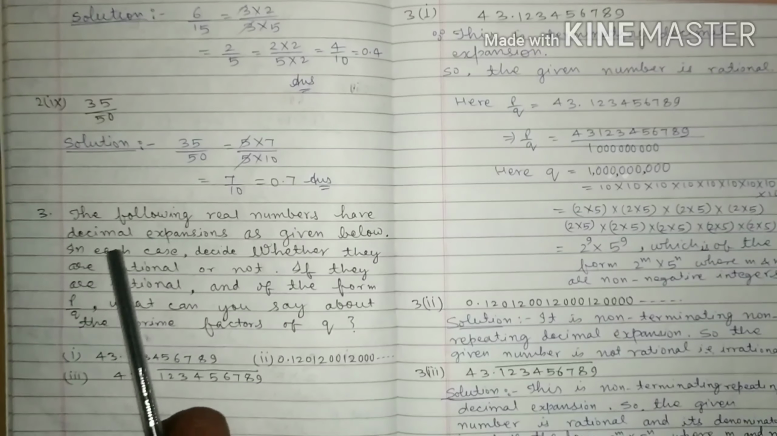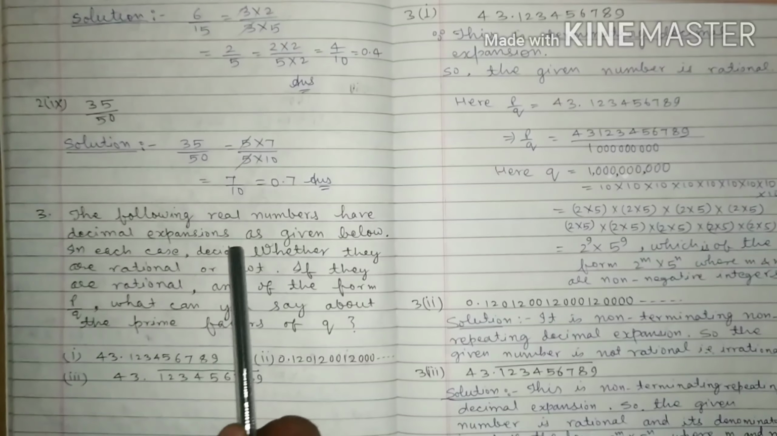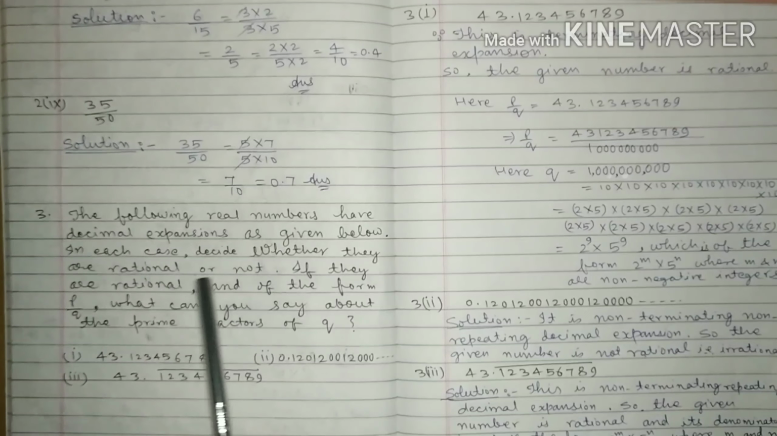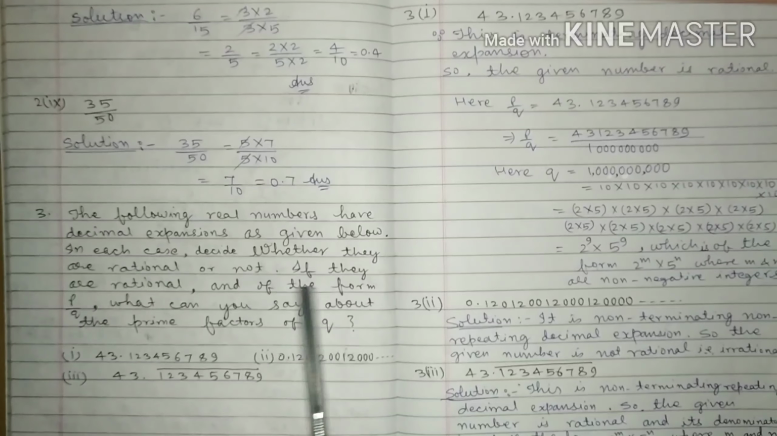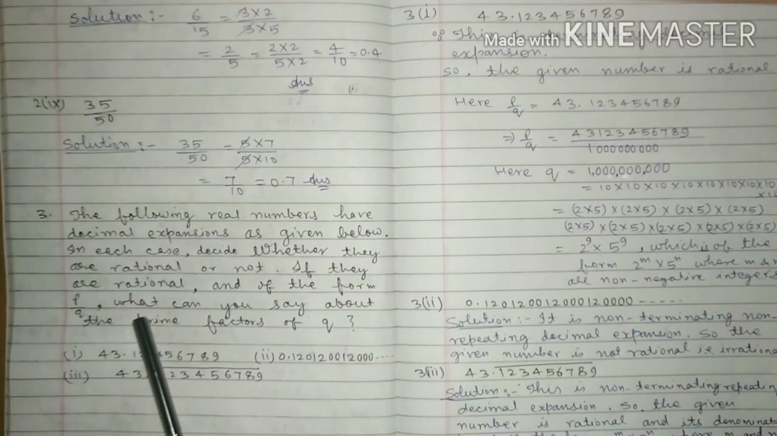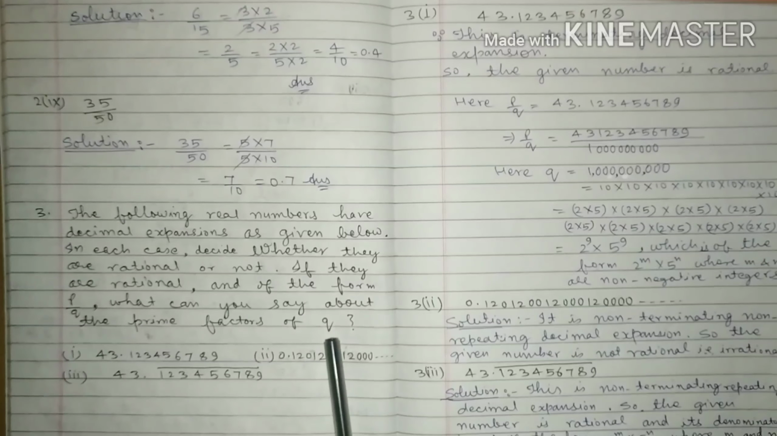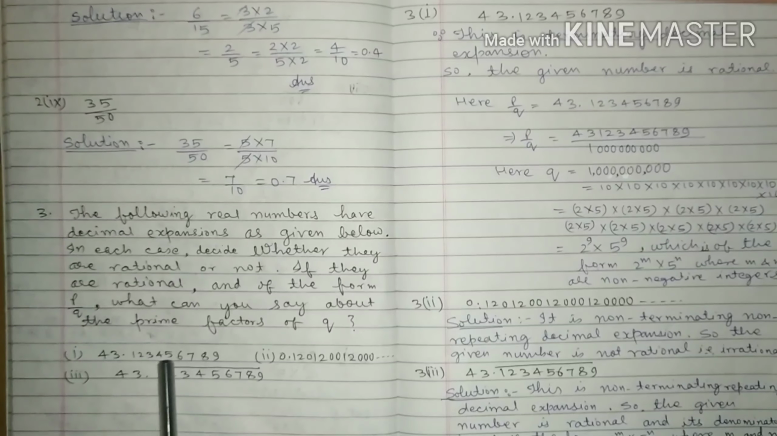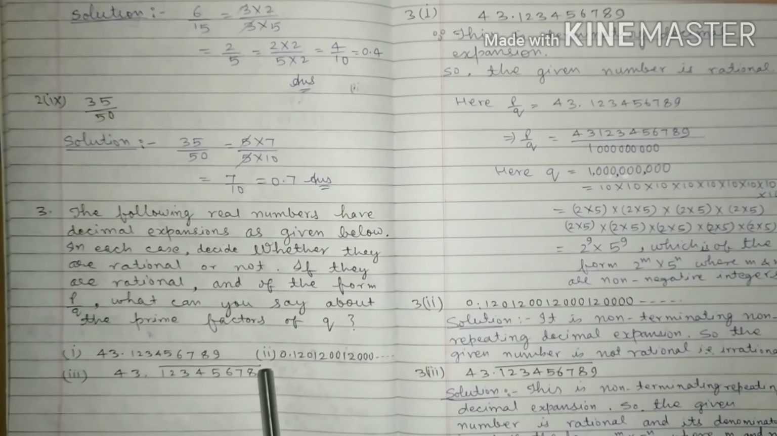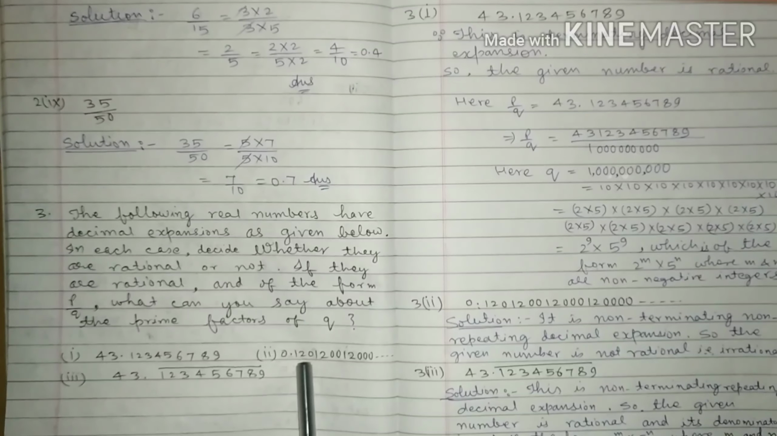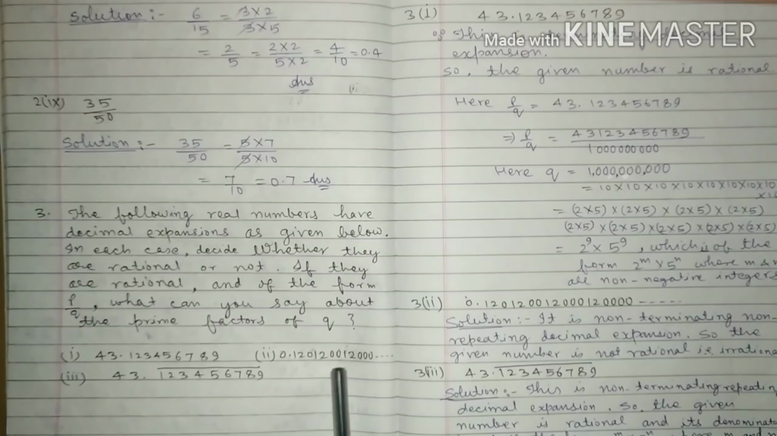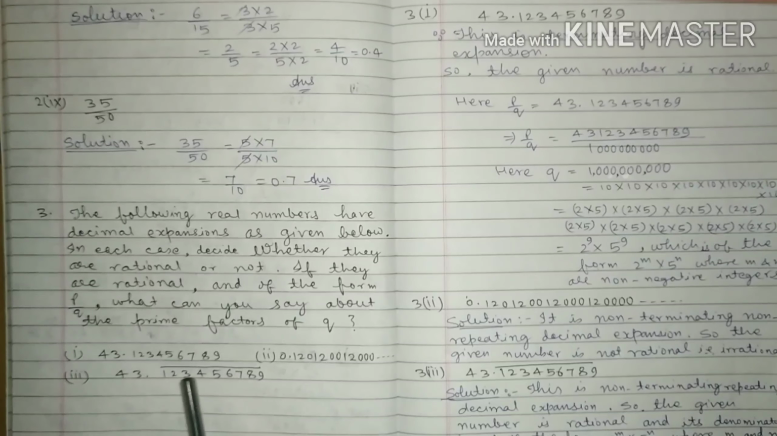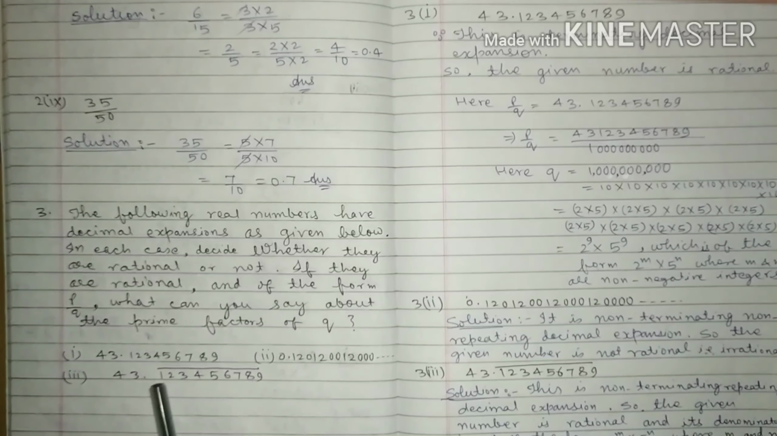Now question number 3. The following real numbers have decimal expansions as given below. In each case, decide whether they are rational or not. If they are rational and of the form p by q, what can you say about the prime factors of q? Question number 1: 43.123456789. Question number 2: 0.120120012000120000... Question number 3: 43.123456789, recurring from 1 to 9.